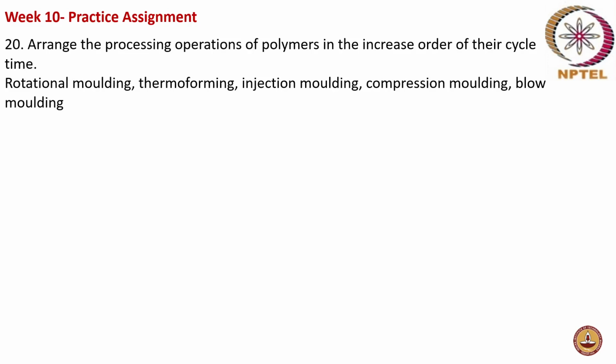Next question. Arrange the processing operations of polymers in the increasing order of their cycle time. We have certain polymer processing operations. We have to identify the cycle time for each of these operations and arrange them in increasing order of cycle time. For example, which requires minimum time and which process requires maximum time. Rotational molding, thermoforming, injection molding, compression molding, and blow molding. Which operation requires very low time and which requires high time among the given set of polymeric operations?